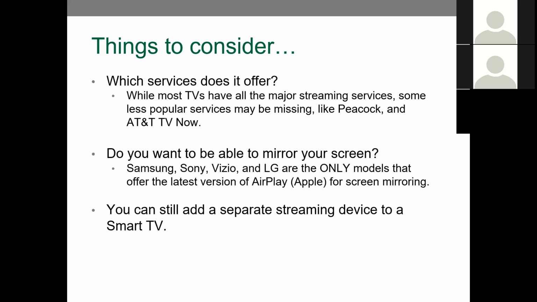So why would you do this instead of getting a separate device? Well, you want to consider which services it offers. Most TVs offer all the major ones. Sylvie just mentioned she does have Peacock on a TV, but that's not one of the most popular services, so some TVs might not have that. But they're definitely going to have things like YouTube, Netflix, and Hulu. But some don't even have AT&T TV now.